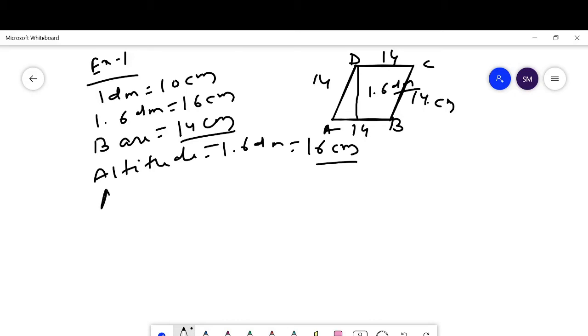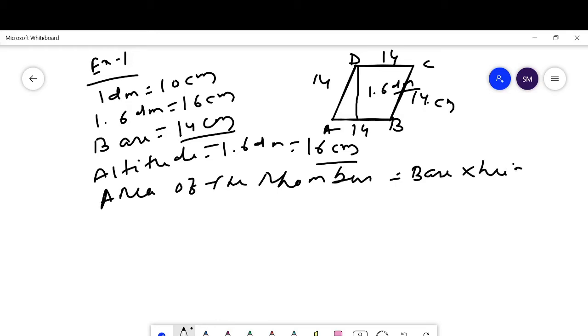Then the area of the rhombus is base into height. Here base is equal to 14 and height is equal to 16. So the area of the rhombus is 224 centimeter square. Then another example.